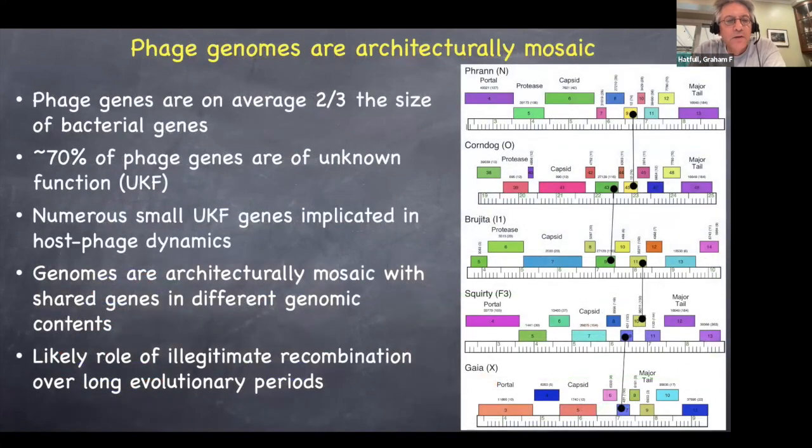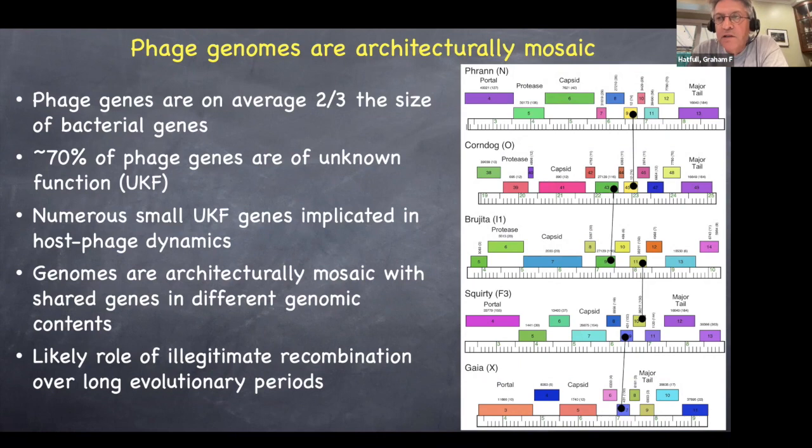Just some general comments about the genomes. The phage genes are on average about 2/3 the size of bacterial genes. And so the phage genomes are replete with these small open reading frames, of which many are of unknown function. We think that many of these are implicated in the dynamic interaction between the phages and the hosts, either by conferring defense or exclusion in lytic growth, or acting as counter-defense or counter-exclusion proteins, although that really needs to be tested with many more of the hundreds of thousands of these genes of unknown function in these collections. The genomes are architecturally mosaic.